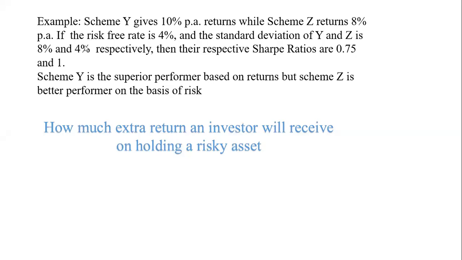You can see the risk is less in Z. The total risk is the indicator of standard deviation. Standard deviation will show the total risk of mutual funds. 4% is less risk in Z and 8% is higher risk in Y. So if you compare on the basis of risk, Z is the better performer, and if you compare with returns, the returns are greater in the case of scheme Y.